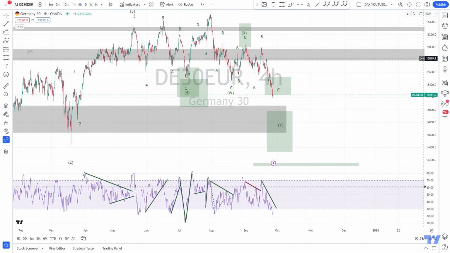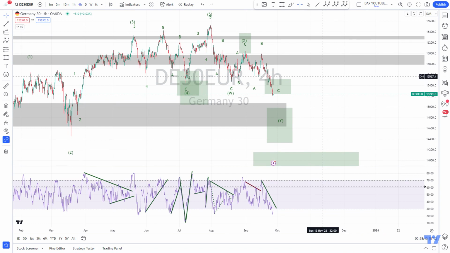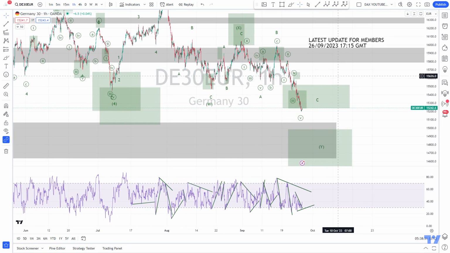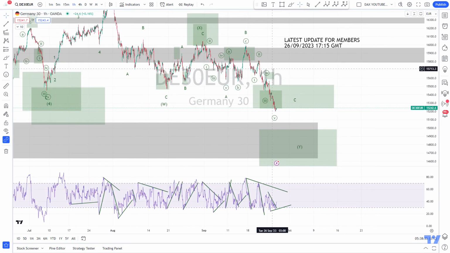And yeah, I think that's the essence now. Also here, this wave C, if we look at the 1 hour, yeah, this looks complete. We have 5 waves: 1, 2, 3, 4, 5.